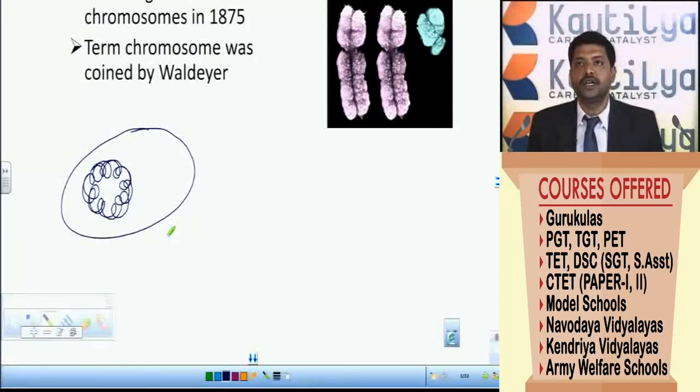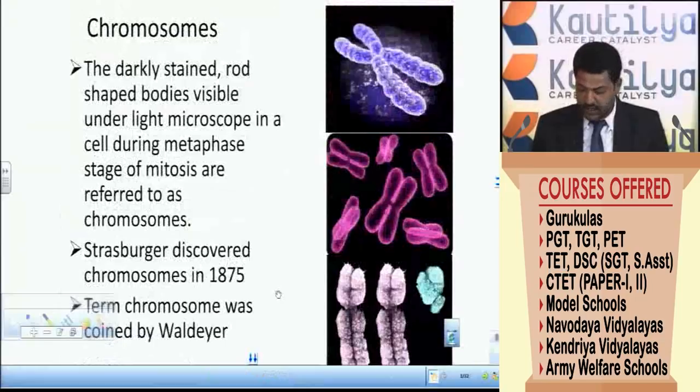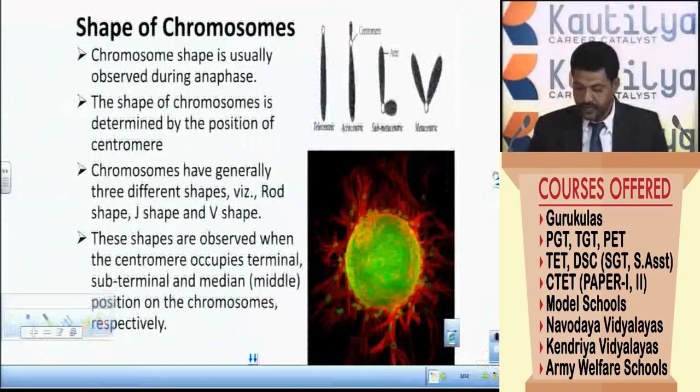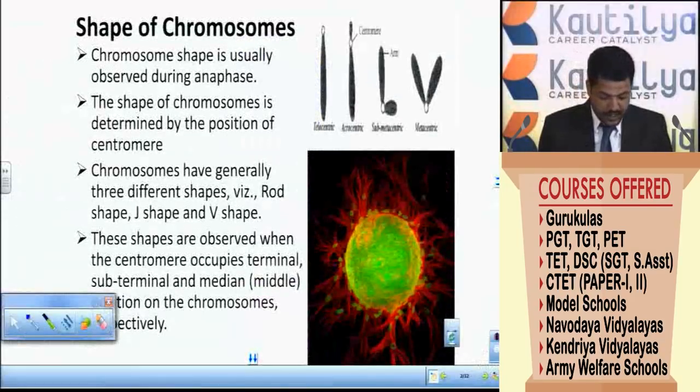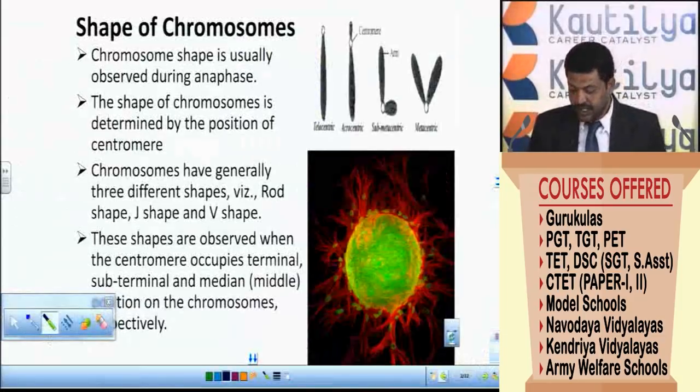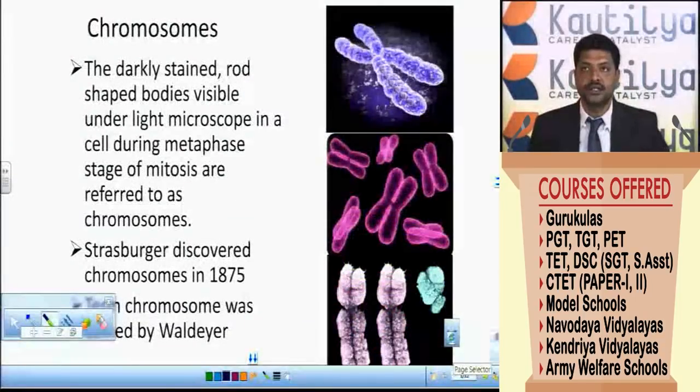Eukaryotic chromosomes are associated: DNA plus histone proteins is equal to chromosomes. Chromatin fiber is completely condensed to form chromosomes. Chromo means color, and soma means body. A colorful body, which is stainable in the division itself, that is visible during meiosis or mitosis, is known as a chromosome.